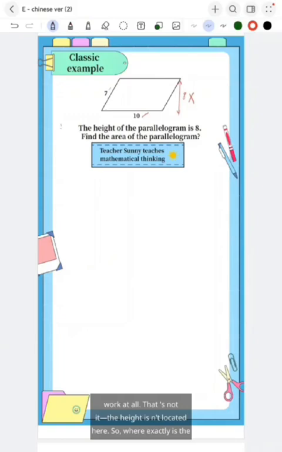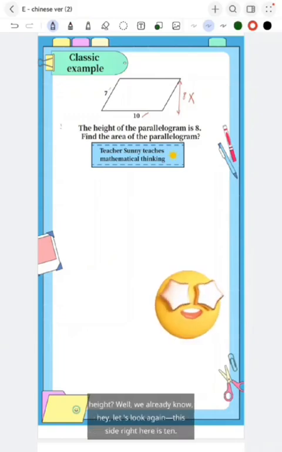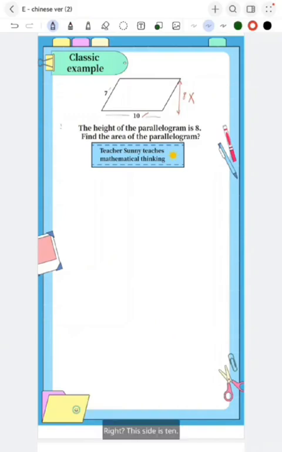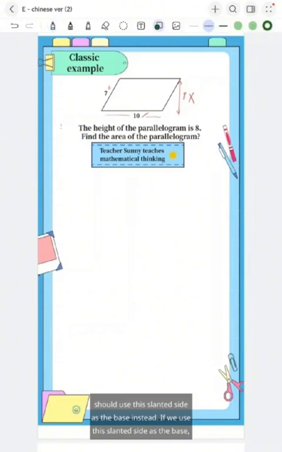So, where exactly is the height? Well, we already know. Hey, let's look again. This side right here is 10. Right, this side is 10. Okay. So if you want to make the height 8 with this 10, that's simply impossible because it's clearly written right here that it's actually 7. So in other words, we should use this slanted side as the base instead. If we use this slanted side as the base, then we can draw it in for him.